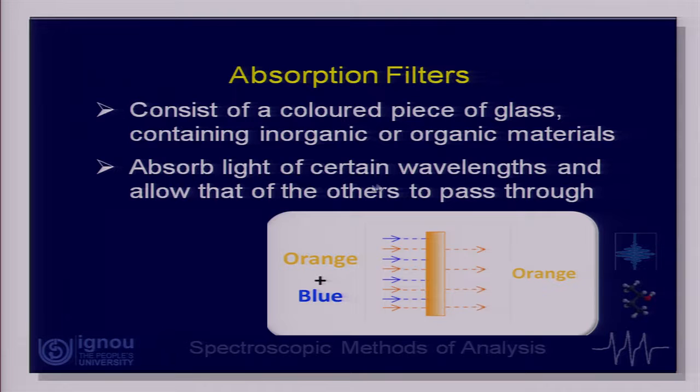Essentially, it absorbs light of certain wavelengths and allows that of the others to pass through. So, you have a broad range of wavelengths coming from the radiation source. I put a filter there, the filter absorbs part of it and allows the rest to pass through. So, it is a typical filtration kind of working happening here.